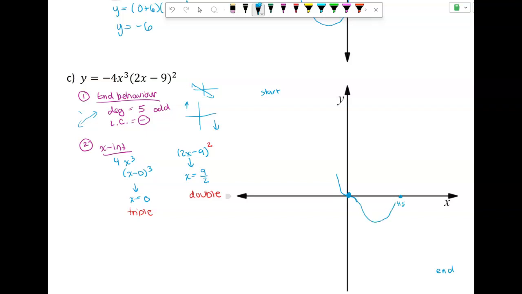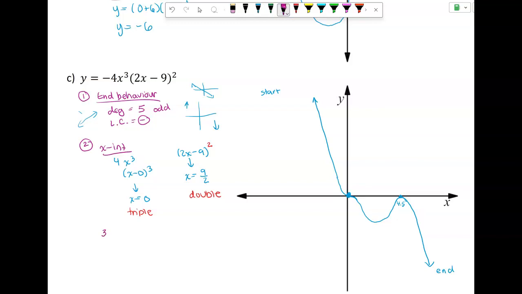And a double means it's going to bounce off of that 0 and then go towards the end like that, whereas this one's going to go towards that way. Okay? So don't forget to make it like a cubic at this x = 0. And then at the double 0, it's going to be like a quadratic, so it's going to bounce off the x-axis.